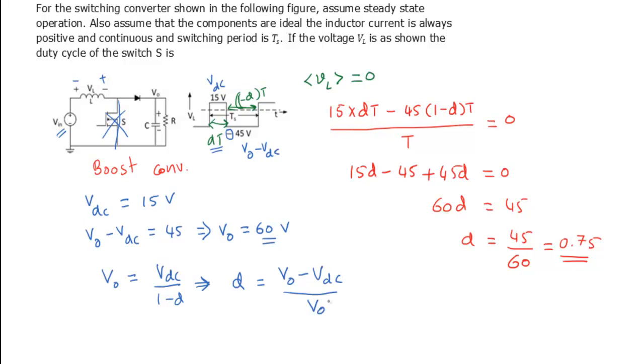We already discussed this in the beginning of the DC to DC converter questions, in the chopper circuits. Now if you substitute all these values, V0 minus VDC, which we already know is 45, divided by V0, which is 60, you can see that again it comes to the same thing. That means it is 3 by 4, which is 0.75. You can calculate either way, using the operation of the converter by looking at equivalent circuit diagrams.